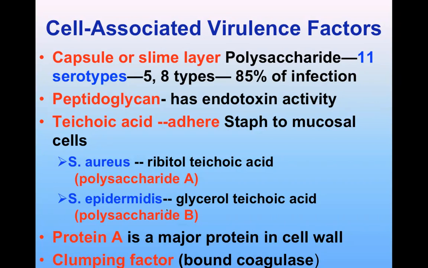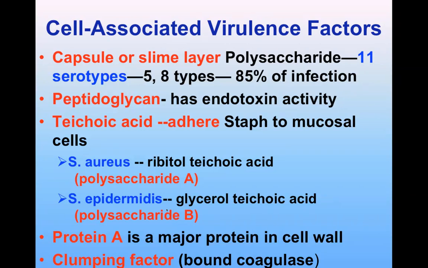Then we have teichoic acid. Teichoic acids in the case of Staph aureus are polymers of ribitol phosphate, whereas with epidermidis they are glycerol teichoic acid, and they adhere staph to the mucosal cell. Now, the lipoteichoic acid plays a very important role in the induction of septic shock, by inducing cytokines such as interleukin 1 and tumor necrosis factor from macrophages, and this is responsible for the endotoxic-like shock which is seen with Staph aureus. Then coming to the peptidoglycan layer, the peptidoglycan layer of Staph aureus also has endotoxic-like properties.